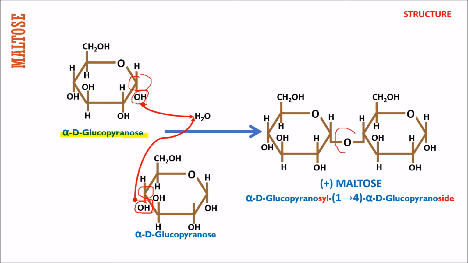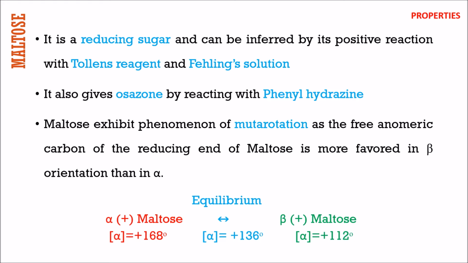This glycosidic bond is between carbon number 1 of glucose and carbon number 4 of another glucose. So the nomenclature of maltose is alpha-D-glucopyranosyl 1→4 linkage alpha-D-glucopyranoside. Now let us see some properties of maltose.